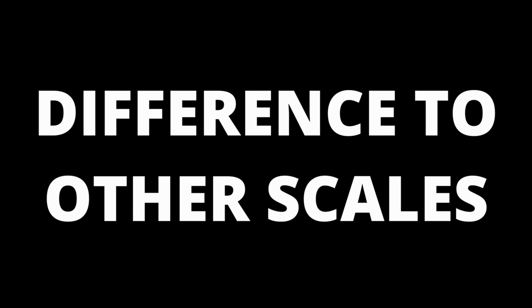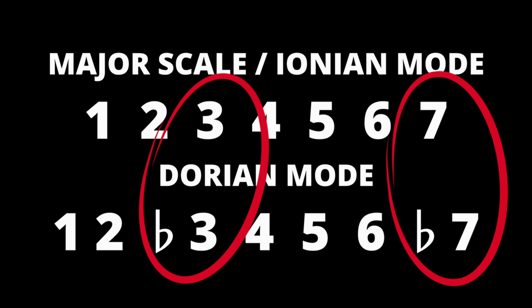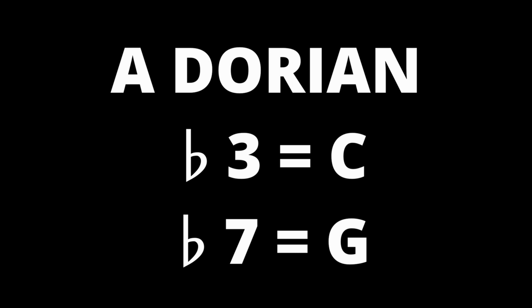When writing Dorian mode riffs, you want to try and highlight the notes that create a uniquely Dorian sound. These will be the notes that differ to other modes and scales. The points of difference between Dorian and major are the flat 3 and flat 7 notes. Here that is C and G.